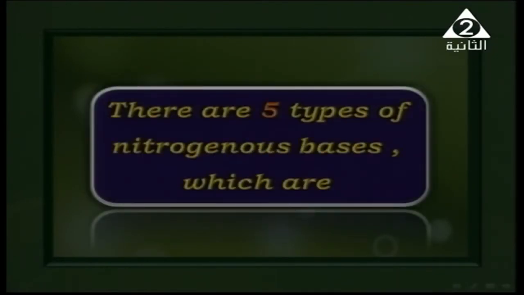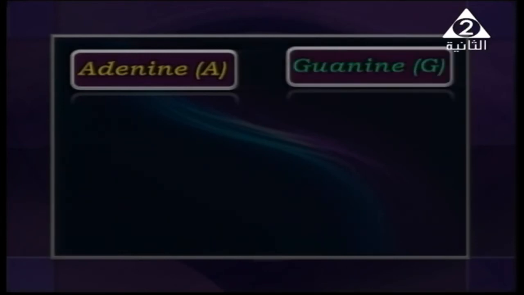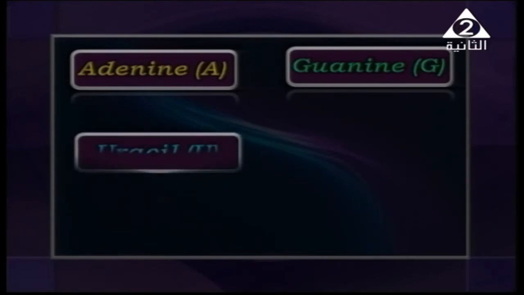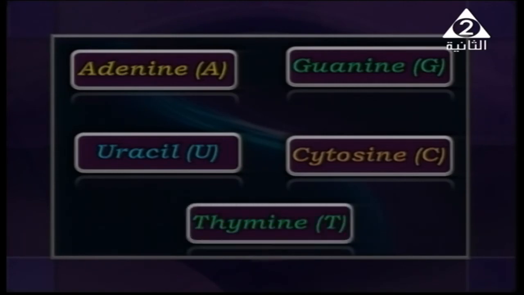We have 5 types of nitrogenous bases, which are adenine, symbolized by A, guanine, symbolized by G, uracil, symbolized by U, cytosine, symbolized by C, and thymine, symbolized by T.